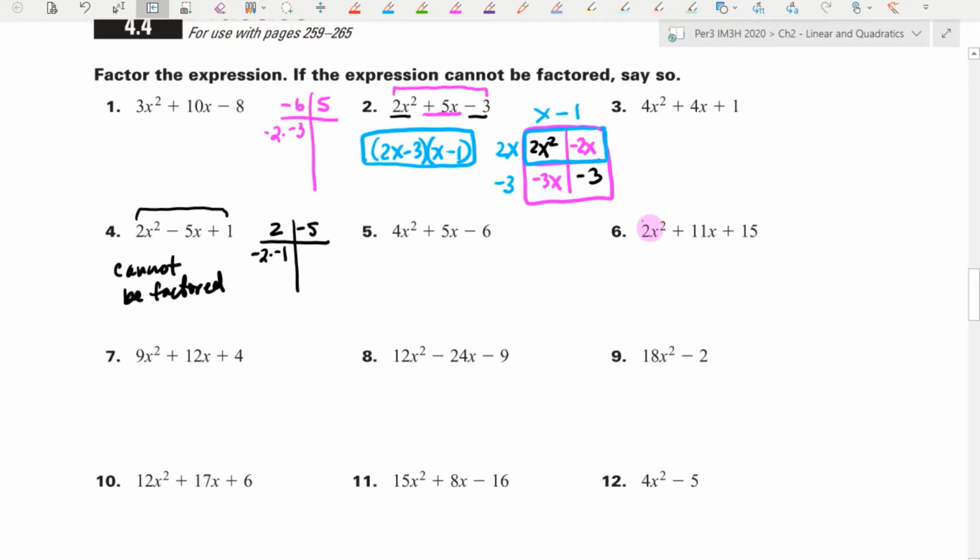For the next one, there's nothing that goes into all of these numbers. You always want to check that first. So we are looking for the numbers that multiply to 30 and add up to 11. Most of you figured that out. But if you're not sure, just list them: 1 times 30, 2 times 15, 3 times 10, and 5 times 6. So it's going to be 5 times 6. Everything's positive in this problem.